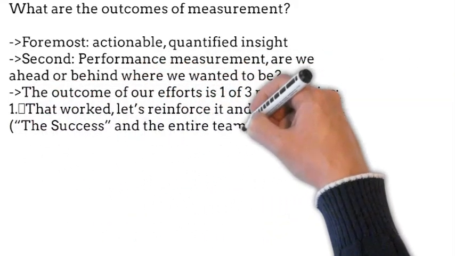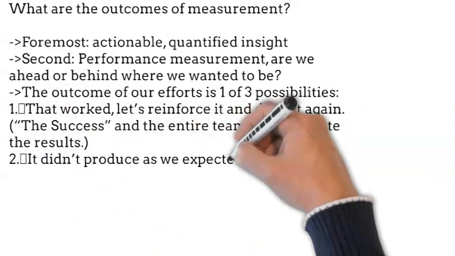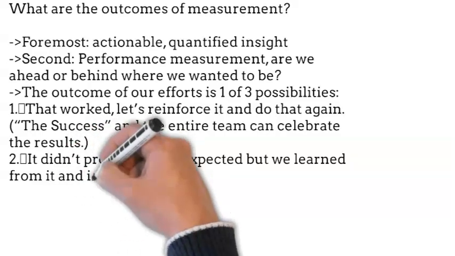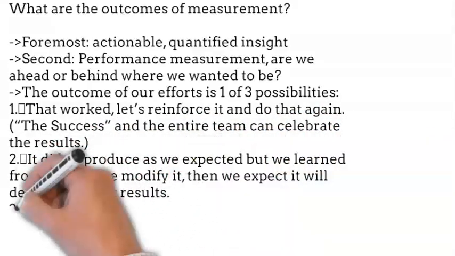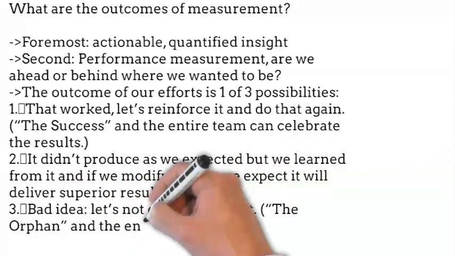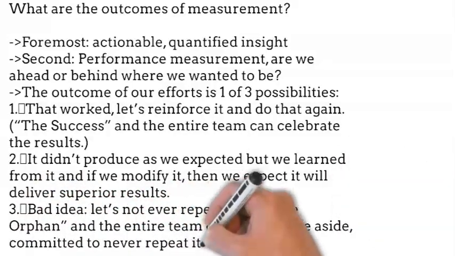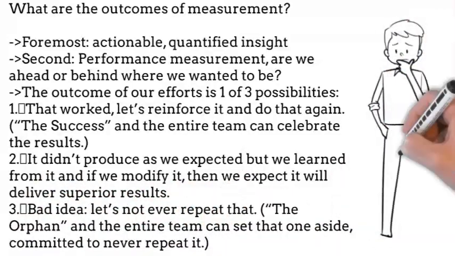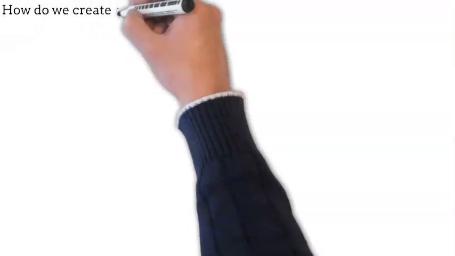That worked. Let's reinforce it and do it again. That's success. The entire team can celebrate the results. Second, it didn't produce as we expected, but we learned from it. And if we modify it, then we expect it will deliver superior results in the future. Third, bad idea. Let's not ever repeat that. That's the orphan. The entire team can set that one aside, committed to never repeat it.